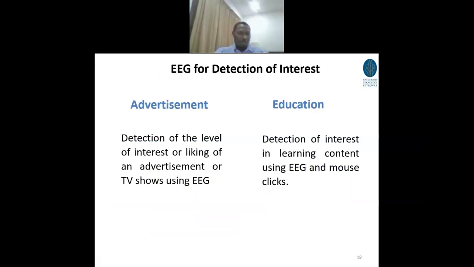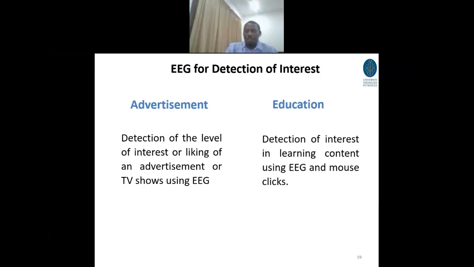Now, for EEG, for detection of interest, there are two main areas where it has been implemented. The first one is advertisement, where we could understand, because when you do advertisement, you want to make sure that people looking at the advertisement will be interested to buy the product you're advertising. So it's good to know where, for example, in some supermarkets, they need to place the items in particular positions. This is just to make sure that the customer will be attracted, the customer can see it, and it should be in a way that they will go for buying it.